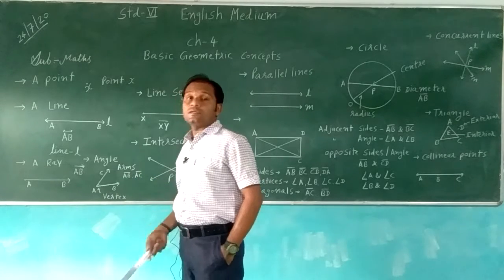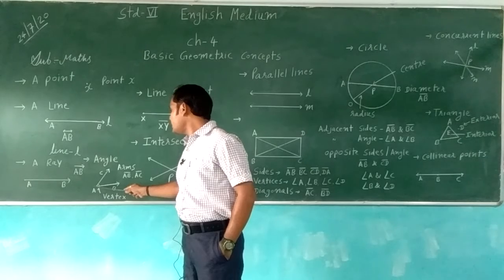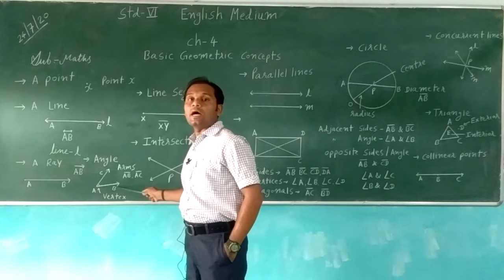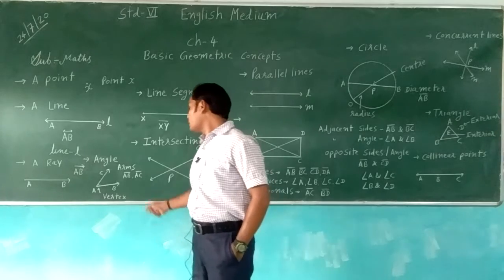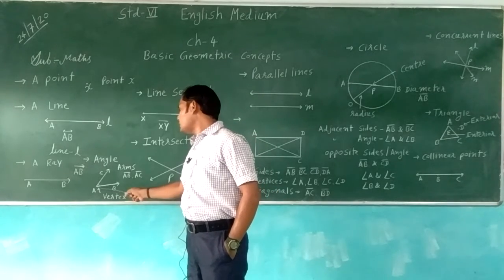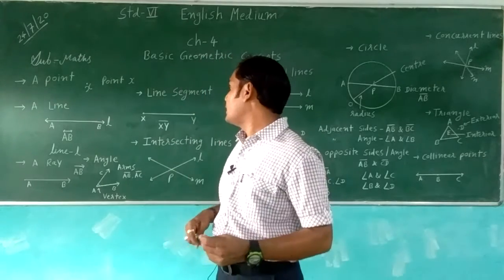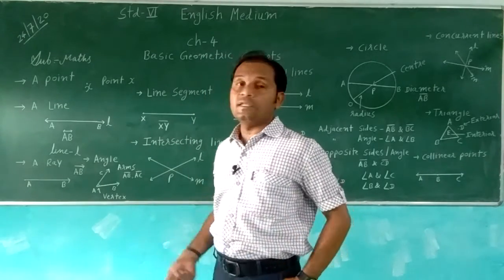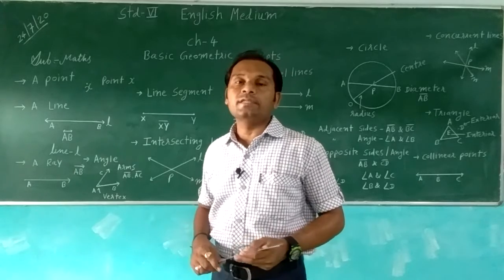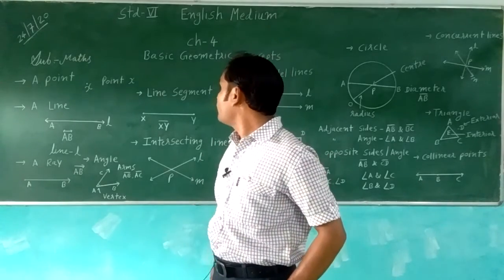So an angle has two arms. A and B is called an arm. A and C is also called an arm. And this point A is called the vertex of the angle. So an angle has two arms and a vertex. An angle is formed when two rays meet at one point.